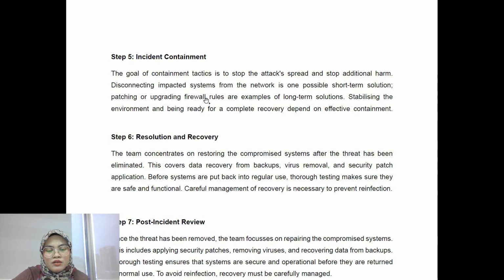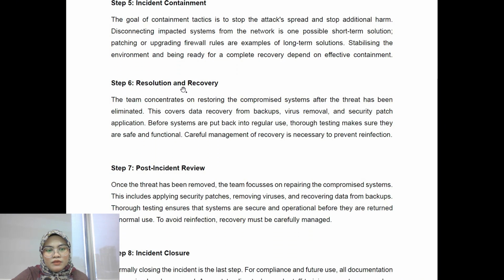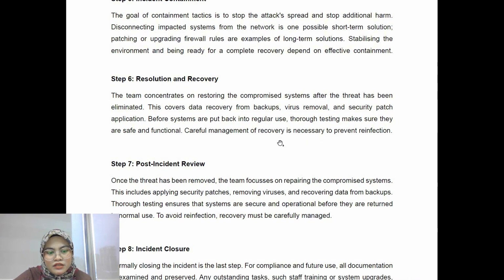Patching or upgrading firewall rules are examples of long-term solutions. Okay, next is step 6, resolution and recovery, where the team concentrates on restoring the compromised system after the threat has been eliminated. This covers data recovery from backups, virus removal, and security patch application. Before systems are put back into regular use, thorough testing makes sure they are safe and functional. This careful management of recovery is necessary to prevent reinfection.